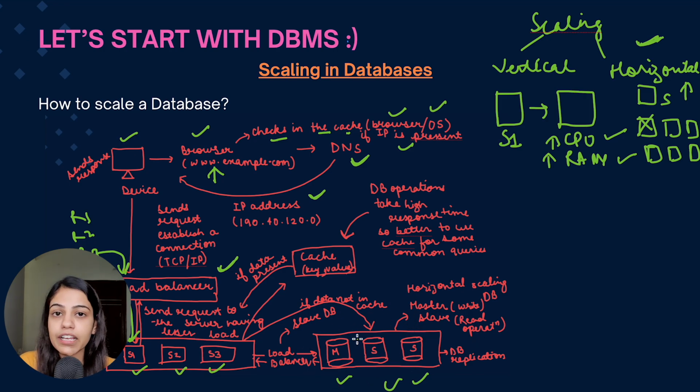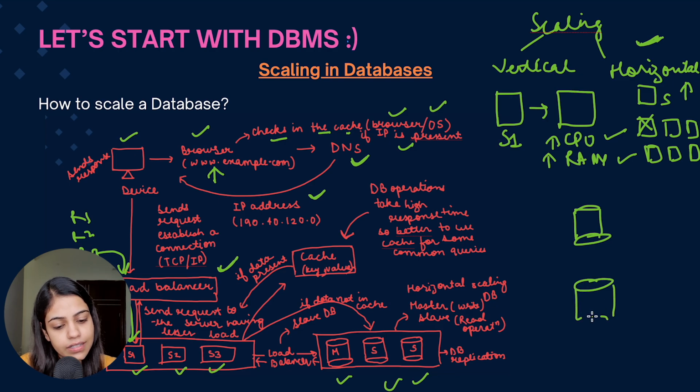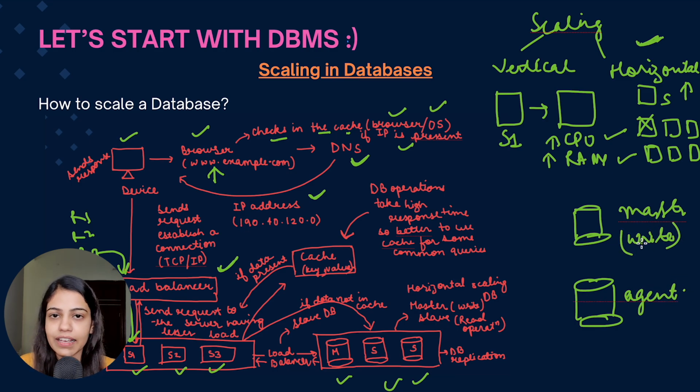Now the scaling in databases happens in a different way. Basically it happens through data replication, where in the database we have a master database and then a slave database. So this is a master database, and this you can call a slave, or you can say an agent database. Now the master database handles all the write operations which come in, like if someone is creating an account, signing in, signing up.